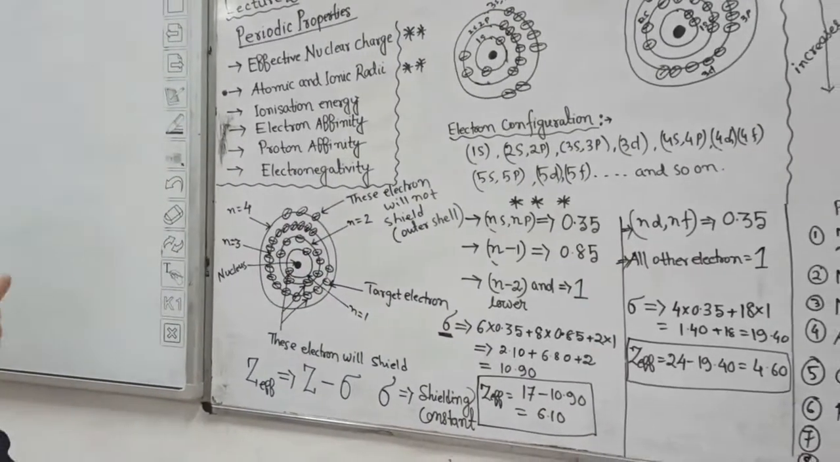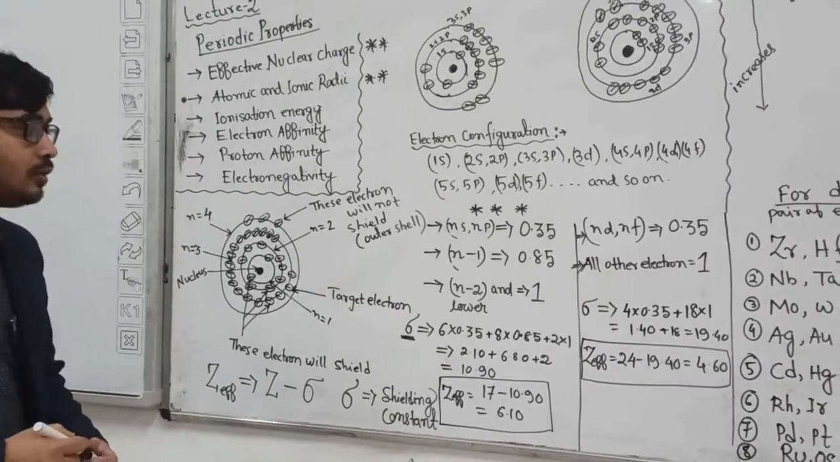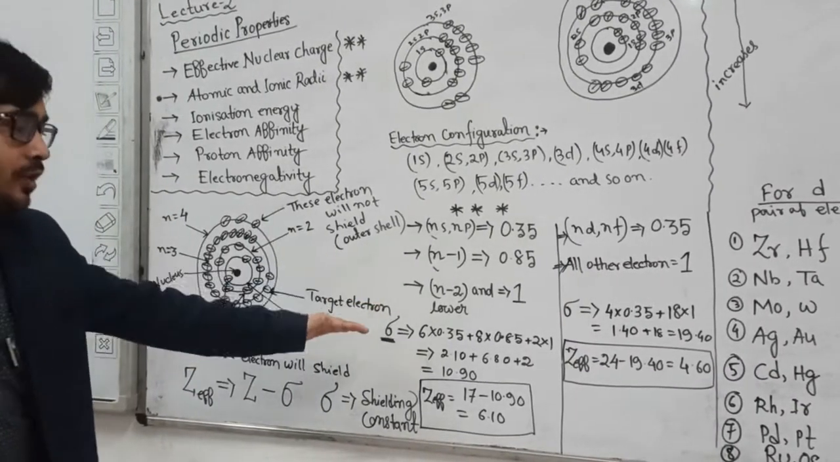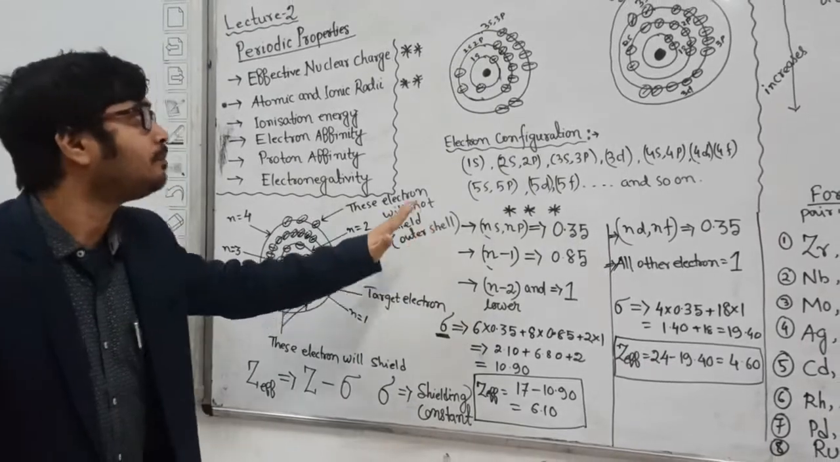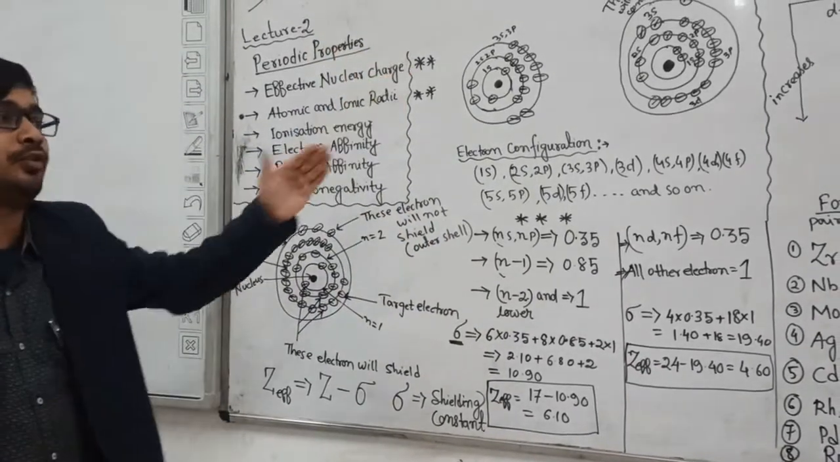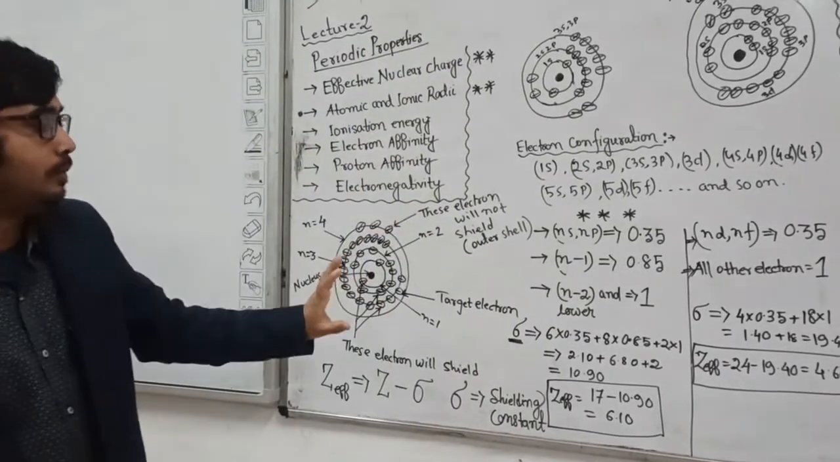In many exams they ask what is the value of the shielding constant. So this is the way to calculate the shielding constant. You can apply this rule to any system if you need to calculate for s and p electrons.